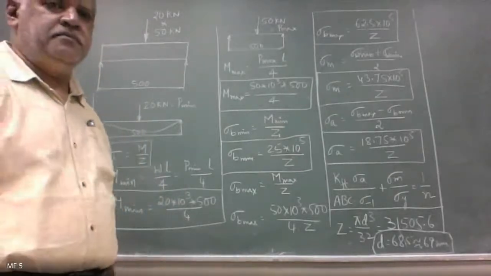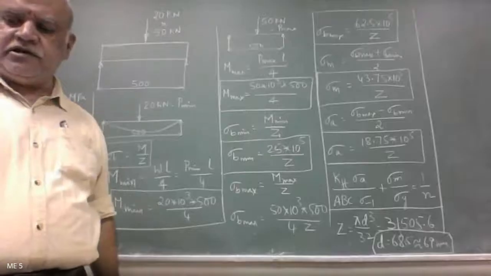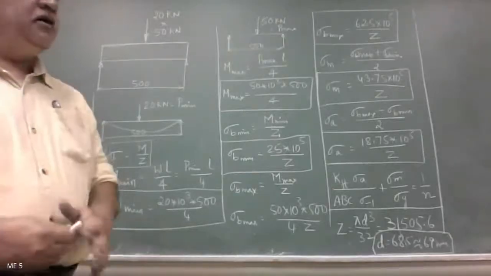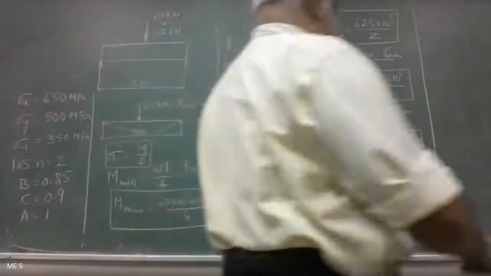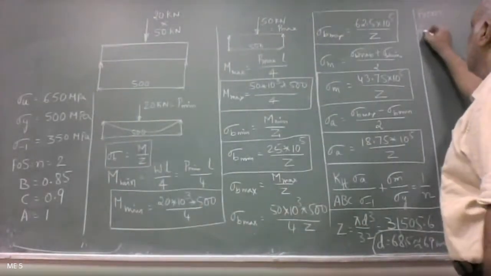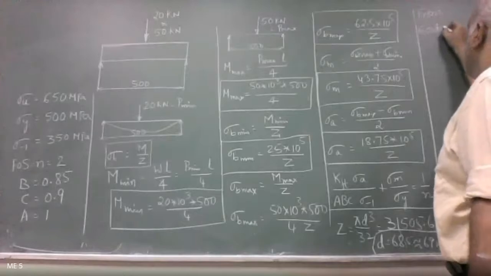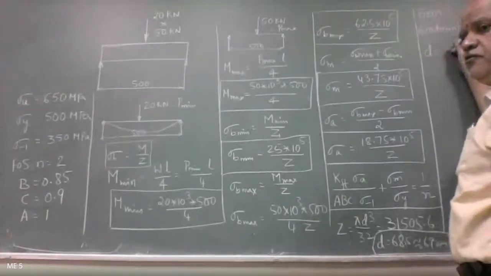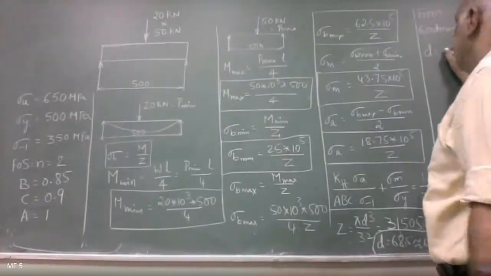Finished? Did you finish? That is 2747.14, that's correct. And D will be 66, correct? From Goodman's, yes, sir, 65.4. That is 66 mm.